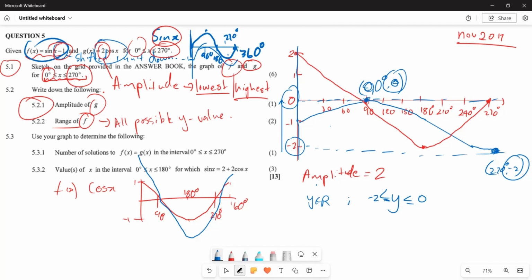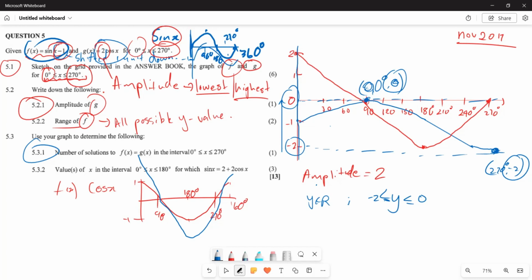So basically that is going to be our range of this particular graph. Now let's see in terms of this one, question 5.3.1. Look, I know some of you are thinking, hey, what is going on here? But simply just look at this.